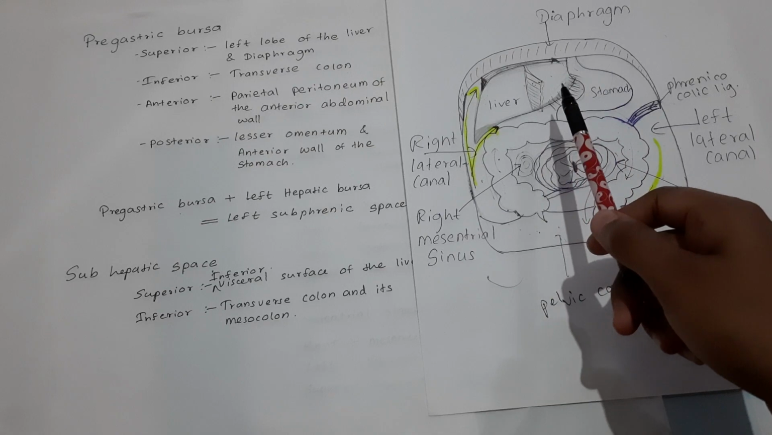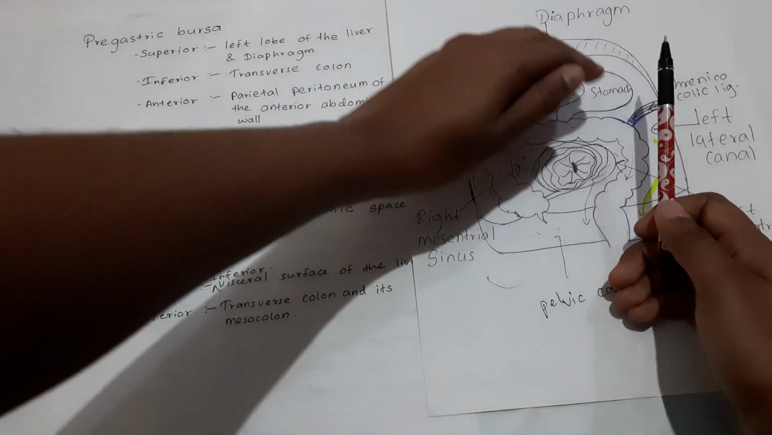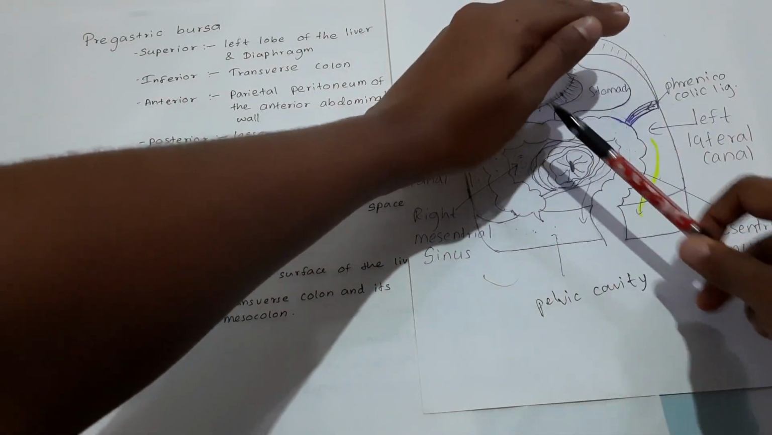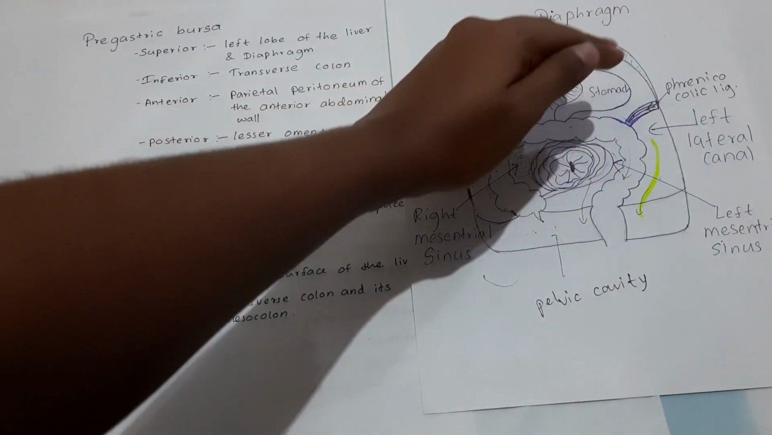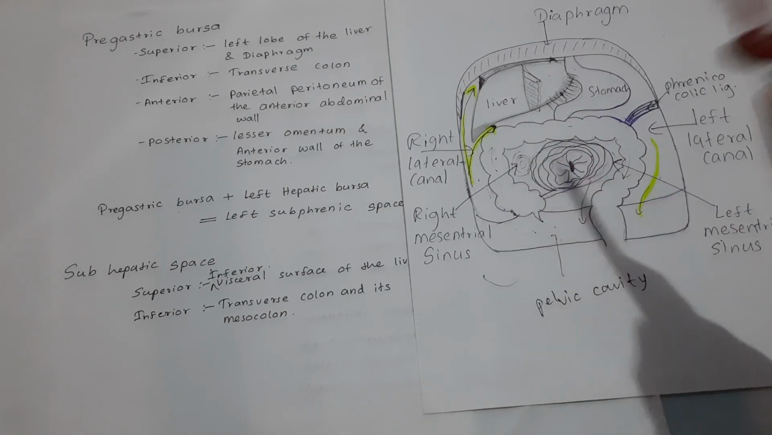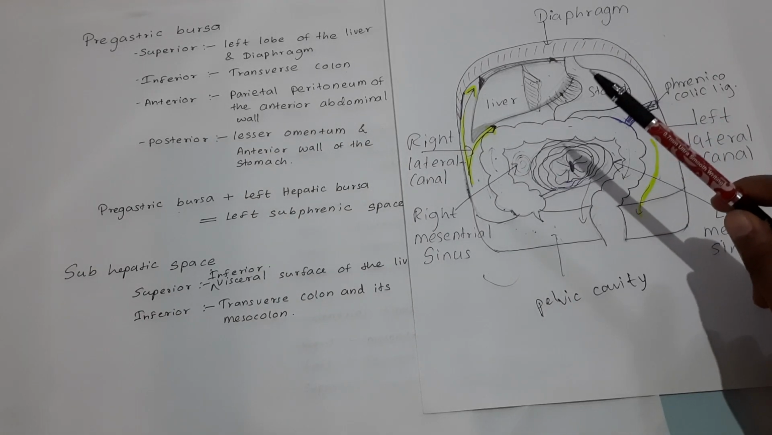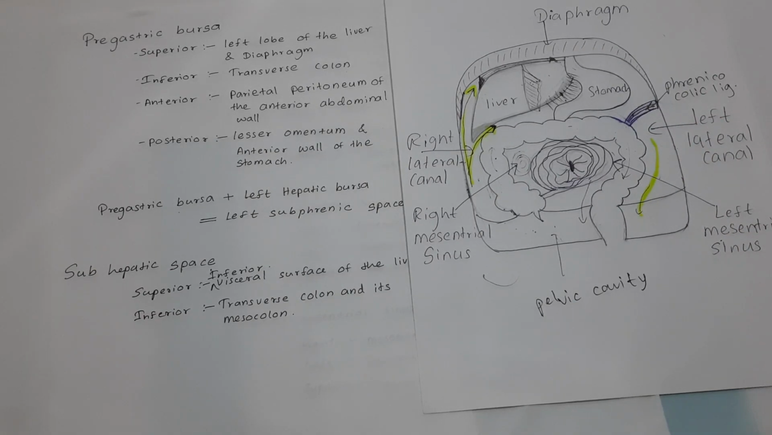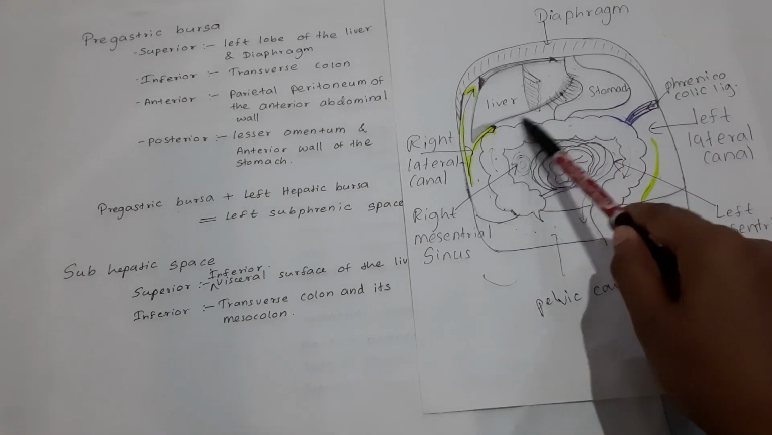Okay. So the last one of the supracolic compartment is the subhepatic bursa. If the liver is like this, this inner surface will be the visceral surface. The inferior margin of the visceral surface of the liver is the superior border of the subhepatic space. Subhepatic means below the liver. The inferior margin of the subhepatic space is the transverse colon and its mesocolon, will be here. So this is the subhepatic space.